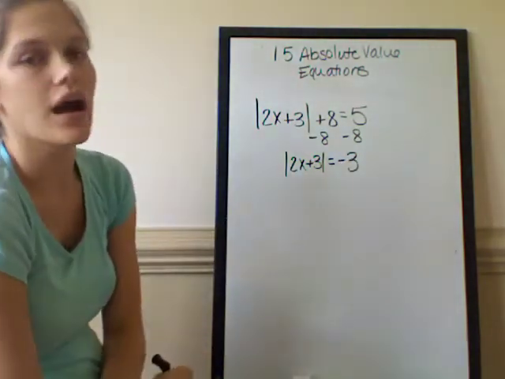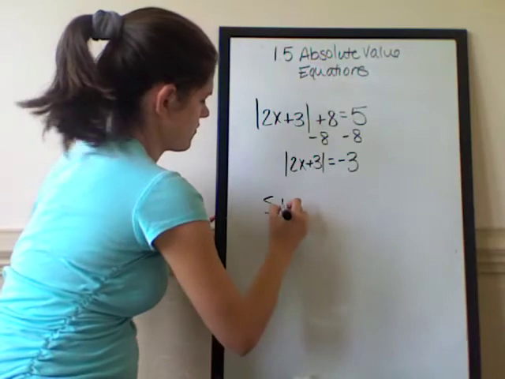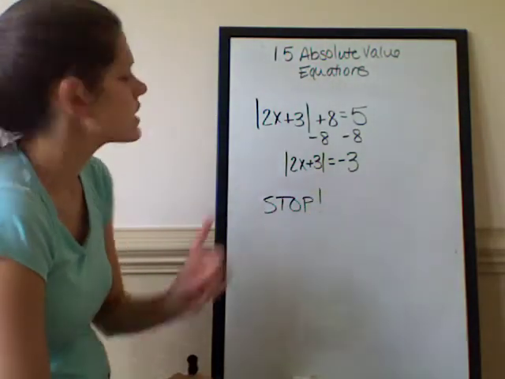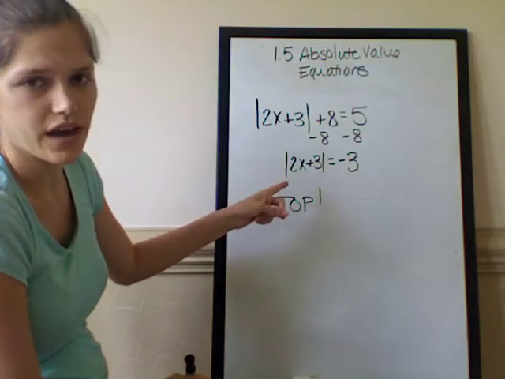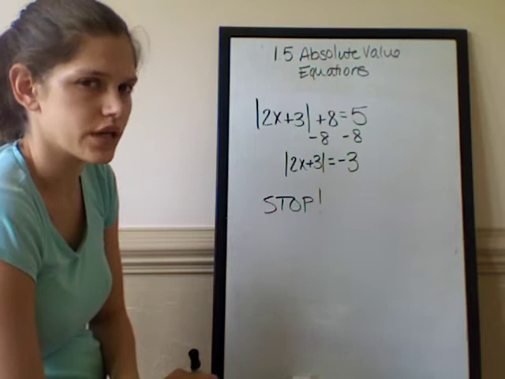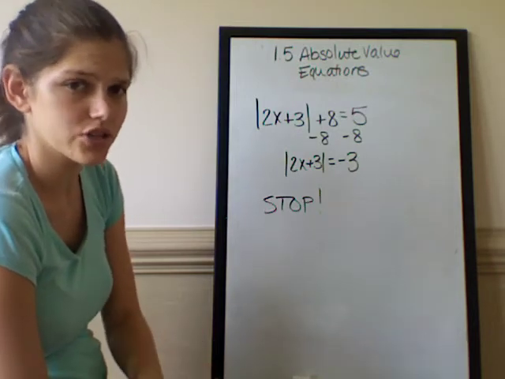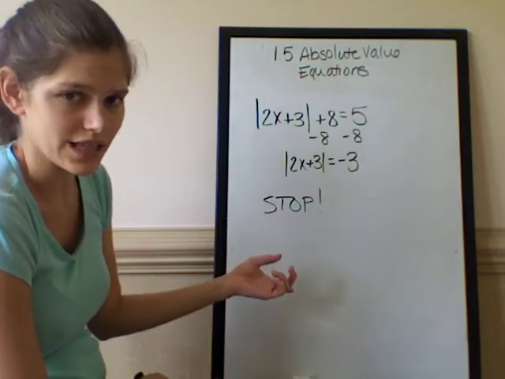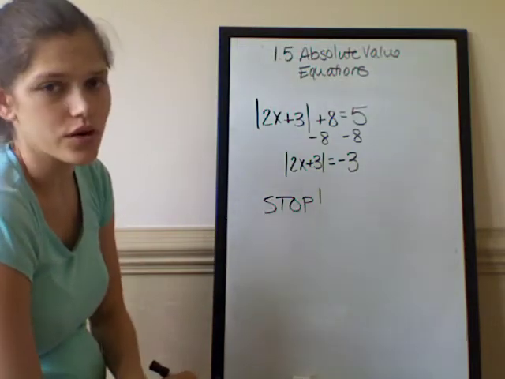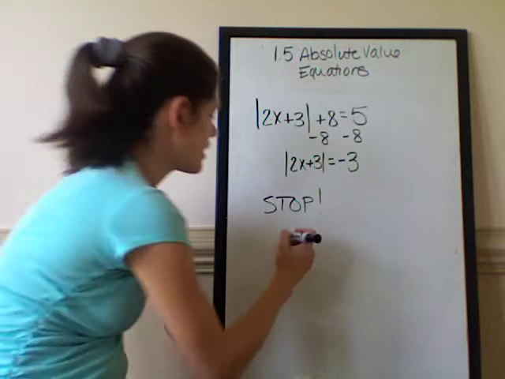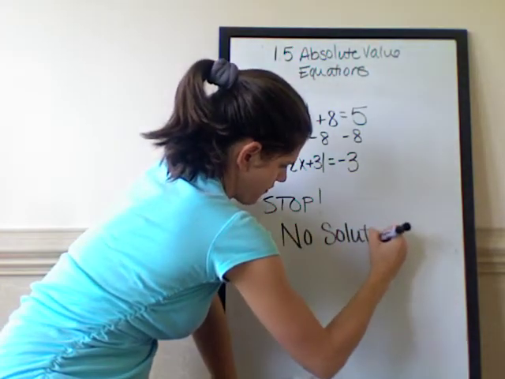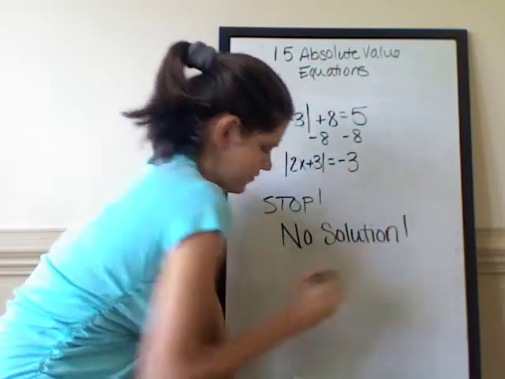Alright, I'm going to stop here immediately. And why am I going to stop? Take a look. It says absolute value equals negative 3. Can an absolute value ever equal a negative number? Look back at your definition that we gave at the very beginning of this lesson. It says it always must be positive. Therefore, we're going to stop immediately and say no solution on this one. Okay?